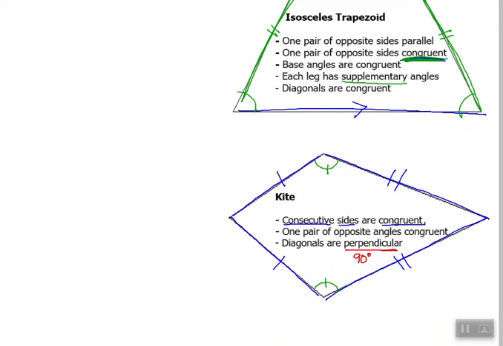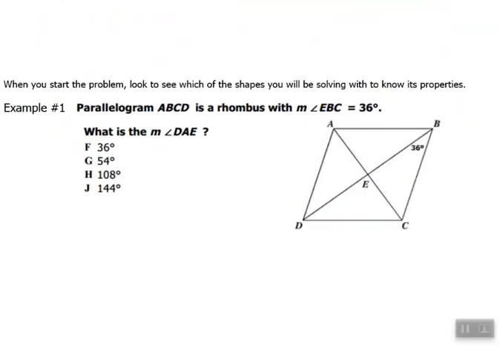Let's take a look at some examples. Remember that when you start the problem, look to see which of the shapes you will be solving with to know its properties. Example 1. Parallelogram ABCD is a rhombus with the measure of angle EBC equal to 36 degrees, like they showed in the picture. What is the measure of angle DAE? So the way we say that, we can draw that. DAE.